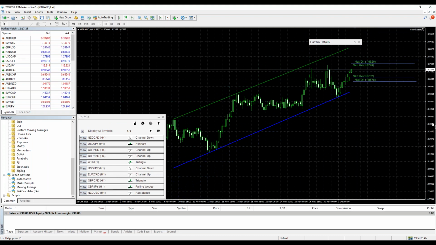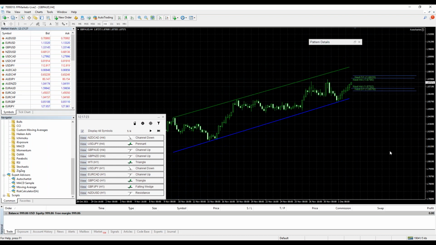Here's something on GBPCAD. You can see another beautiful trade setup that Autochartist identified, this bullish trend on GBPCAD. This has been happening over quite a few days, probably over a week on the 4-hourly charts. And you can see again quite clearly that the price has turned around off the support level and is now heading up again towards resistance.